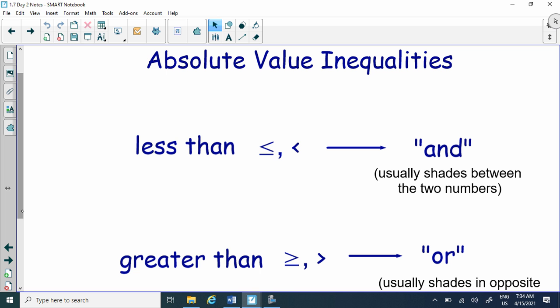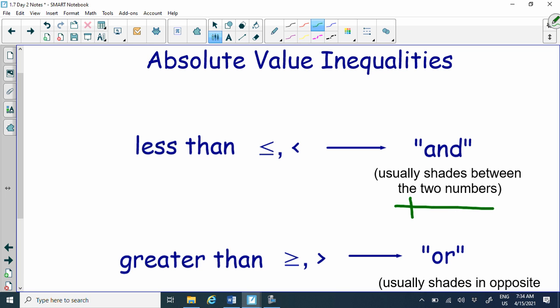Okay. So then let's talk about the shading. So when we have the less than sign, so that could be less than or equal to, or just a less than, this is what I like to call an and problem. So when we shade on the number line, that means with an and problem, we're going to shade between the two numbers. So we solve, we get the two numbers, and we shade in between, okay? So less than is a way to say this is an and problem and which way to shade. So less than, it's an and problem and we shade in between.